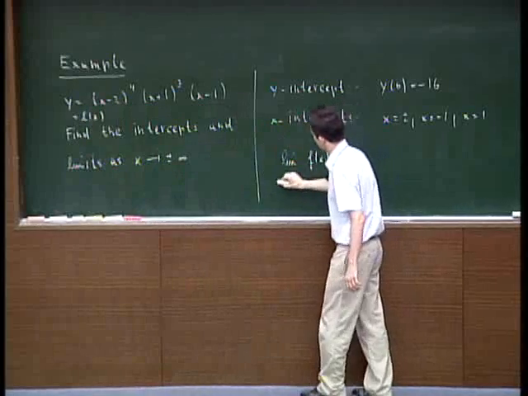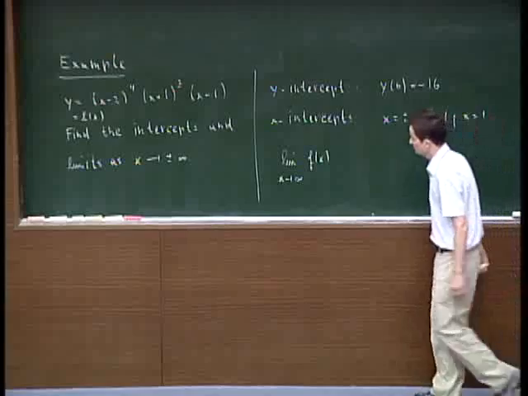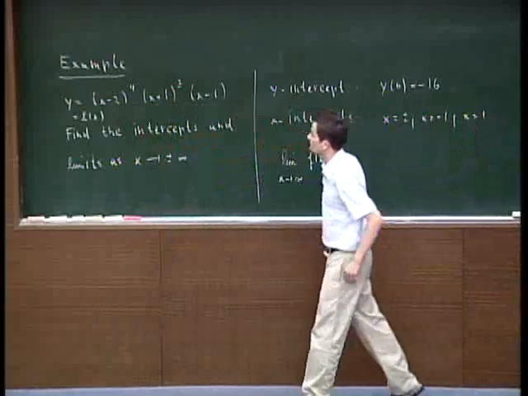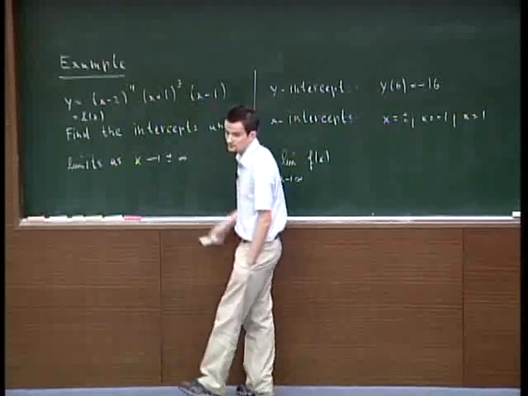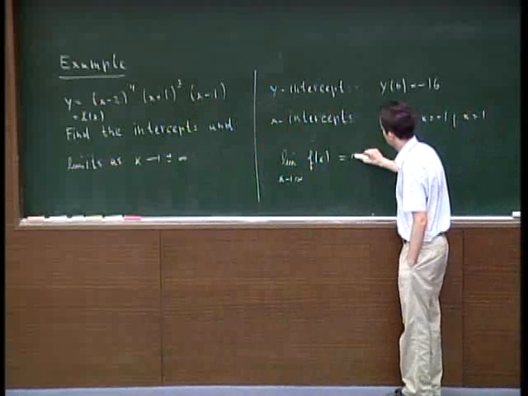Okay, so the limit of the function as x tends to infinity. Now, you just see it from the factors. Actually, in this case, you can apply the limit laws. You see this tends to infinity, this tends to infinity, this tends to infinity, and the product of infinities is infinity. So you get here infinity.